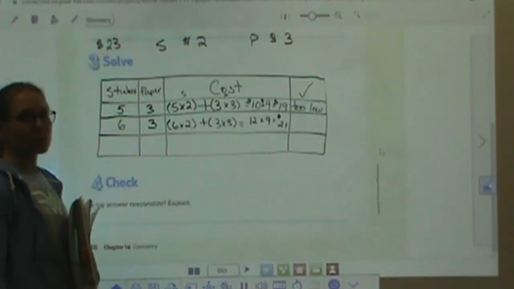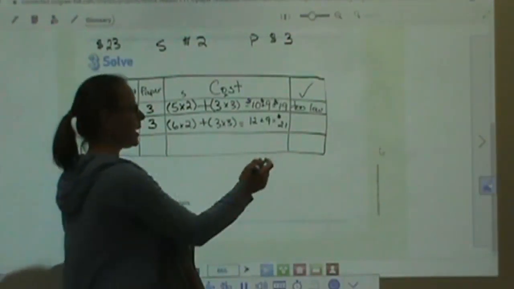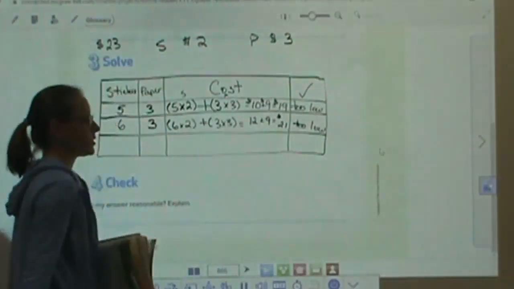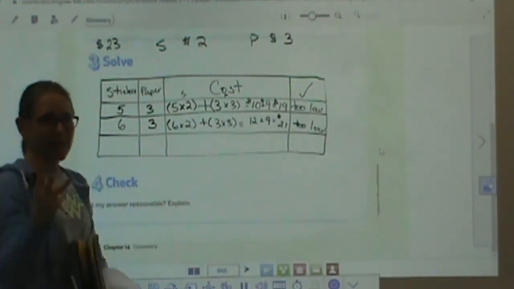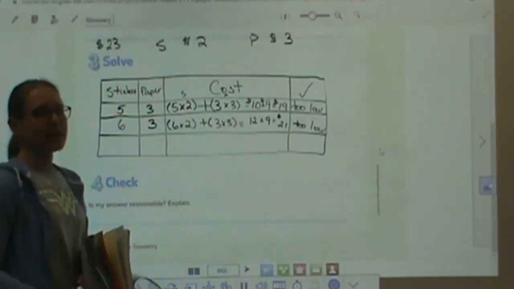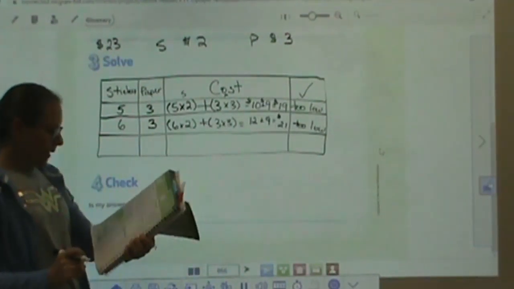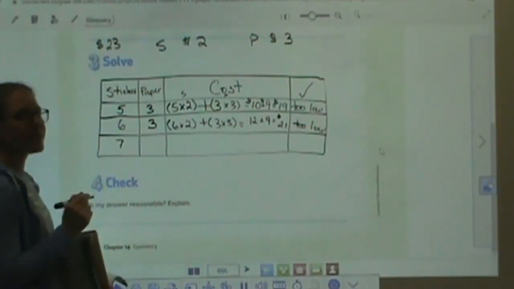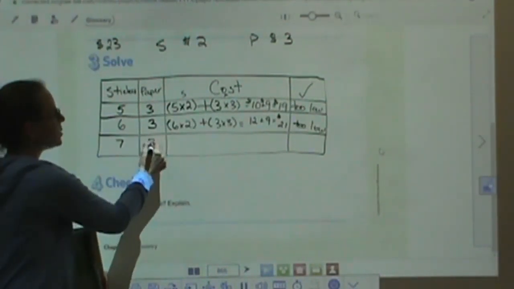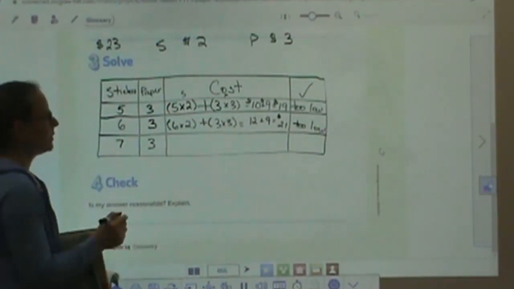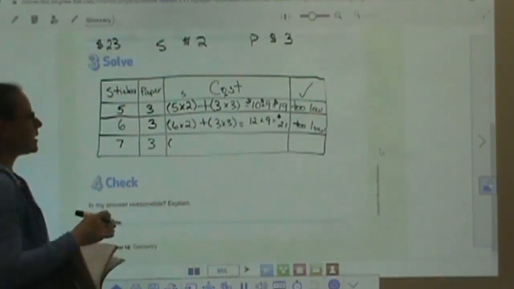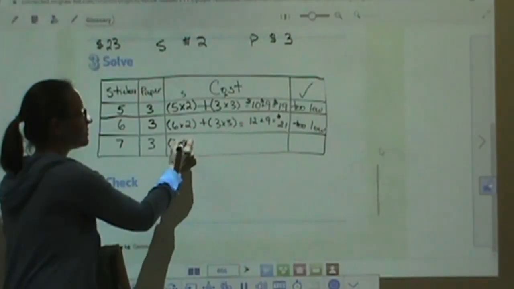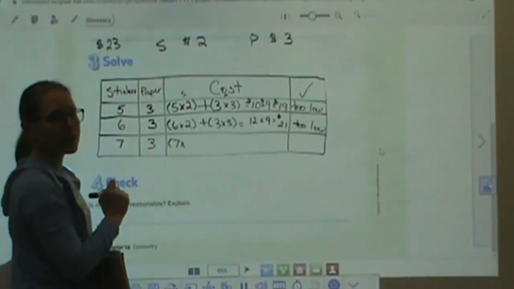Is $21 23? Nope, it's again too low. So now we're guessing and checking for a 3rd time. You can see how it's not easy to solve these problems. Let's go ahead and raise the stickers just 1 more sheet so that we get 7 sheets of stickers to our 3 packs of paper and figure that out. We want to do our 7 sheets of stickers times $2 a sheet again.